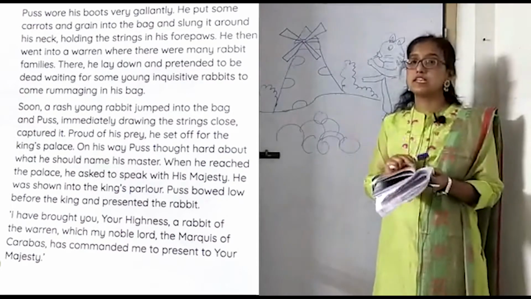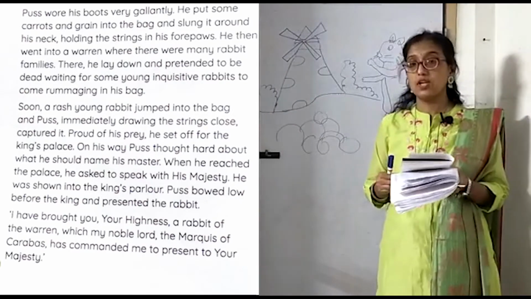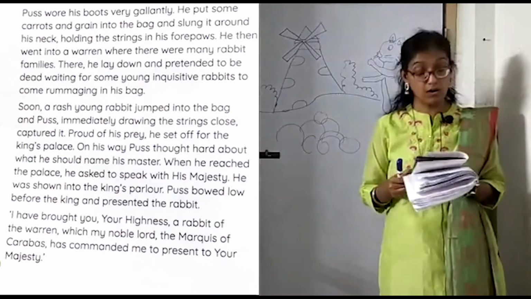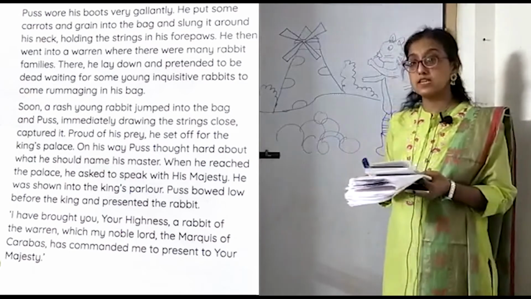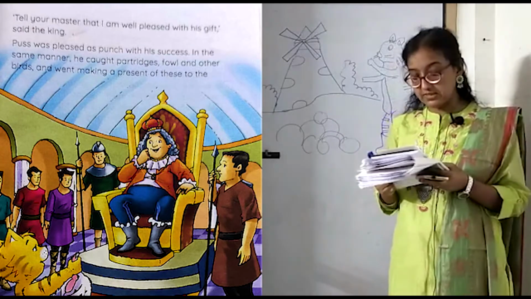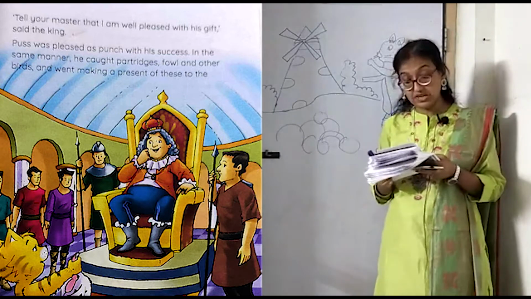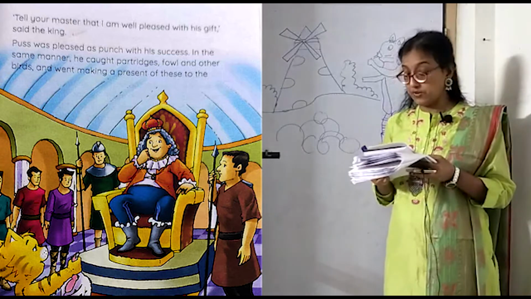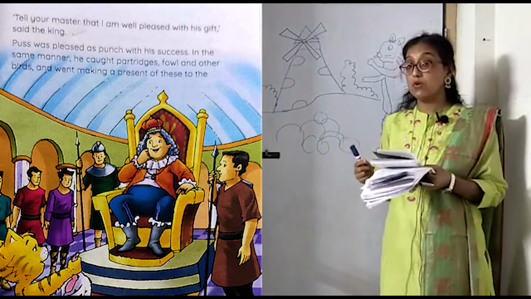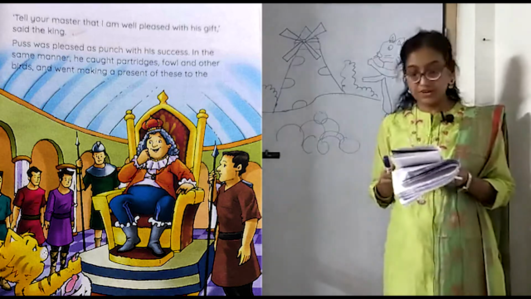Now the king, or the majesty, was quite impressed with this gesture. He didn't know who the Marquis of Carabas was or where he lived, but he was quite impressed with the gift. "Tell your master that I am well pleased with his gift," said the king. Puss was as pleased as punch with his success. Now, the first step to success he has already achieved.